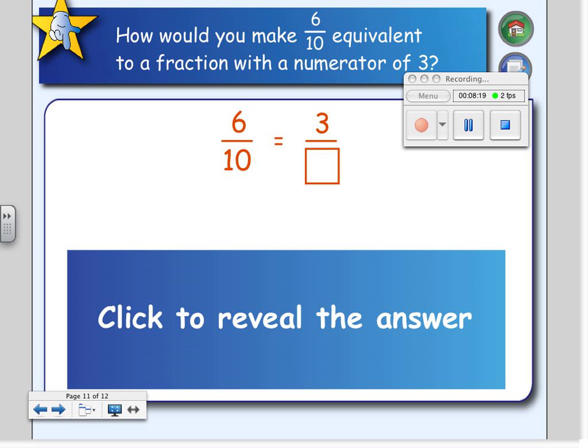How would you make 6/10 equivalent to a fraction with a numerator of 3? Is that smaller or bigger? Smaller. So now I have to do the opposite. Instead of multiplying, divide. So 6 divided by what equals 3?